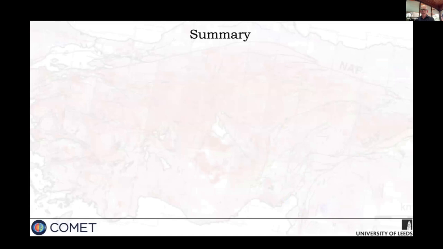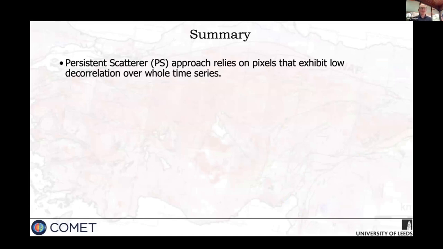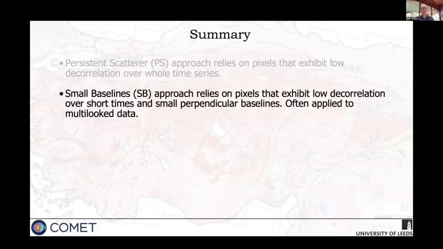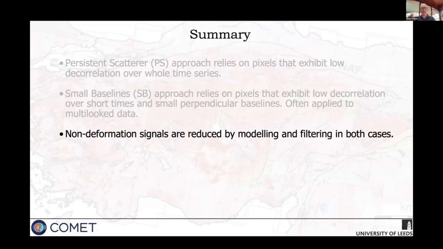Okay, so that brings me to the end. I don't have a long summary, but I tried to wrap up with maybe a few salient points. So I talked about 2 main approaches: persistent scatterers and small baselines. So persistent scatterers, these are pixels that have low decorrelation of a whole time series, essentially. Whereas if you have distributed scatterers, so those which decorrelate over long time periods, then you have to use a small baseline approach. But in both cases, they're both time series approaches, and we can then do modeling and filtering to reduce non-deformation signals.